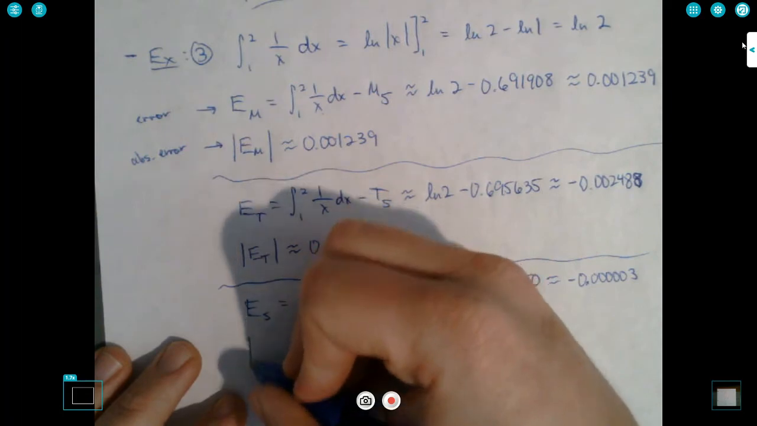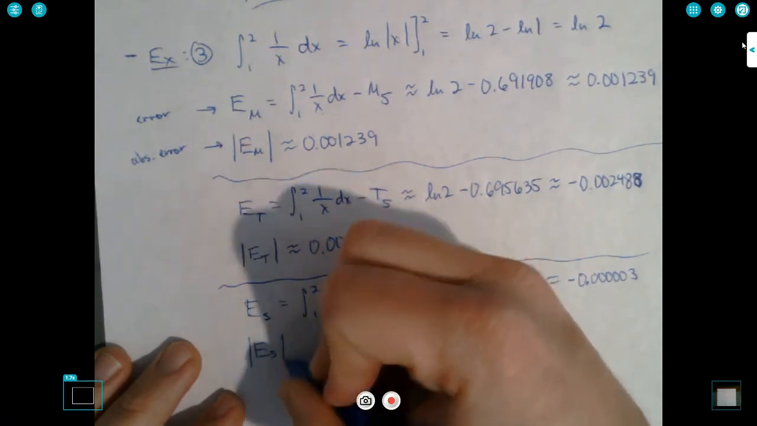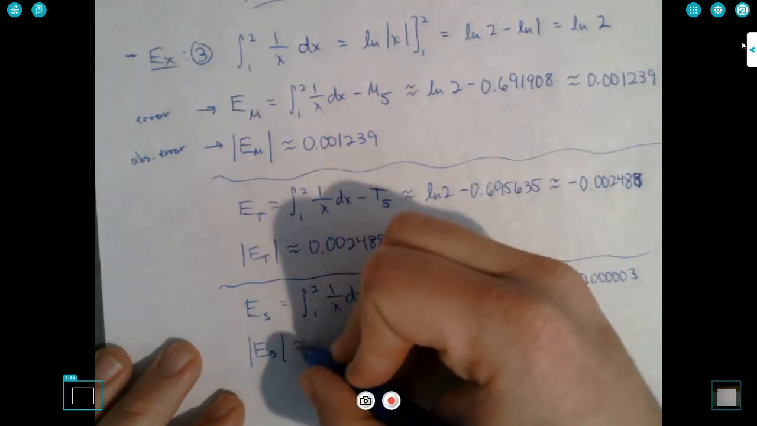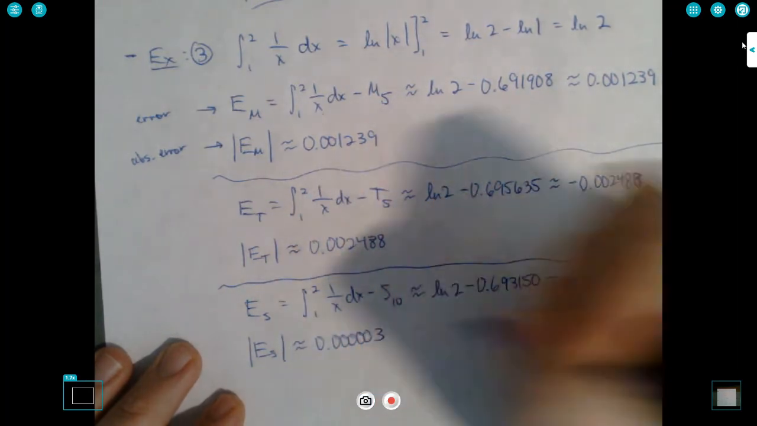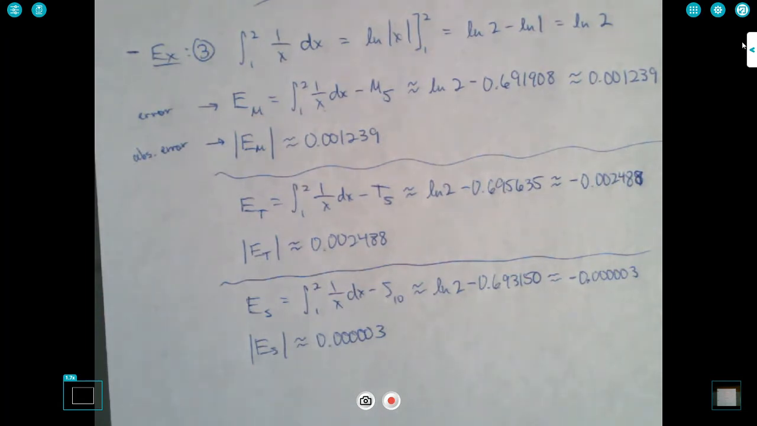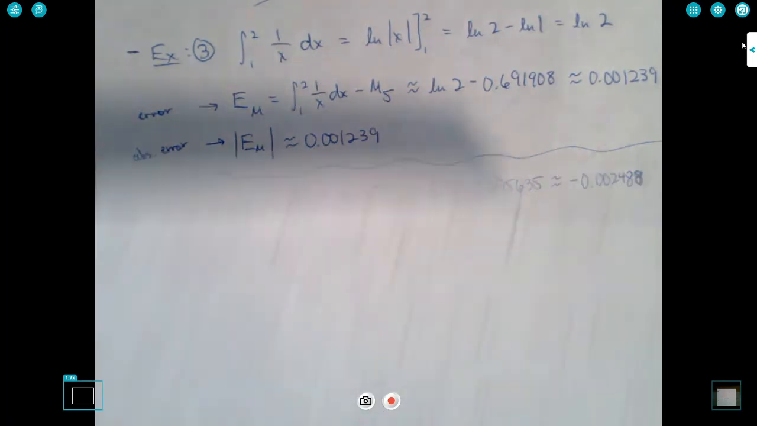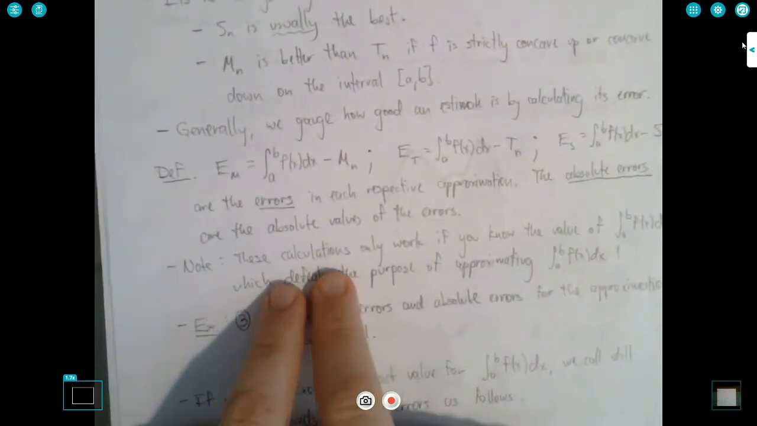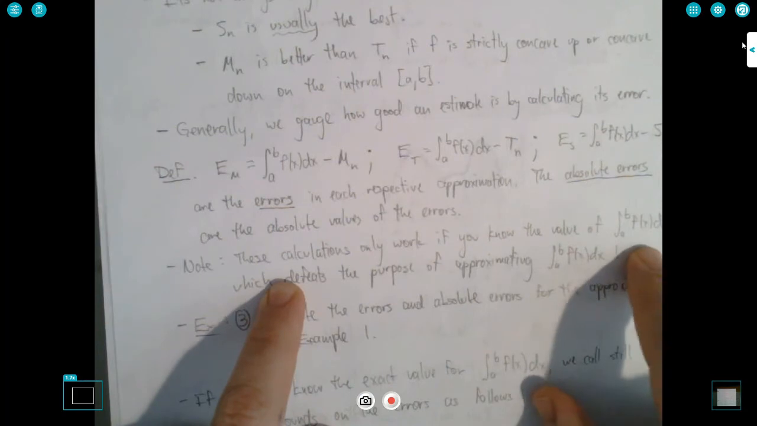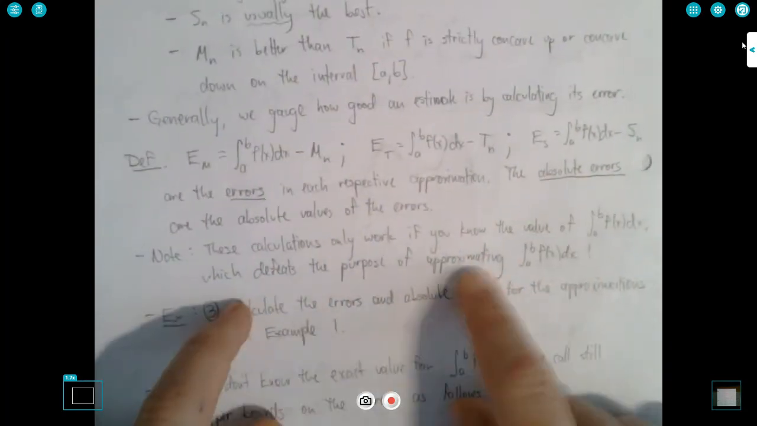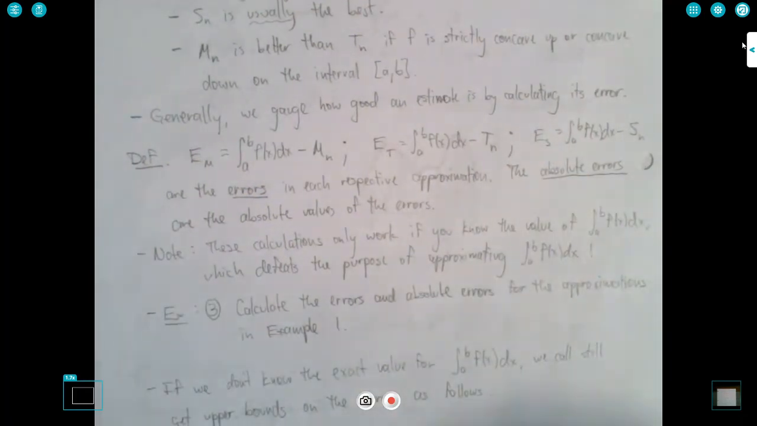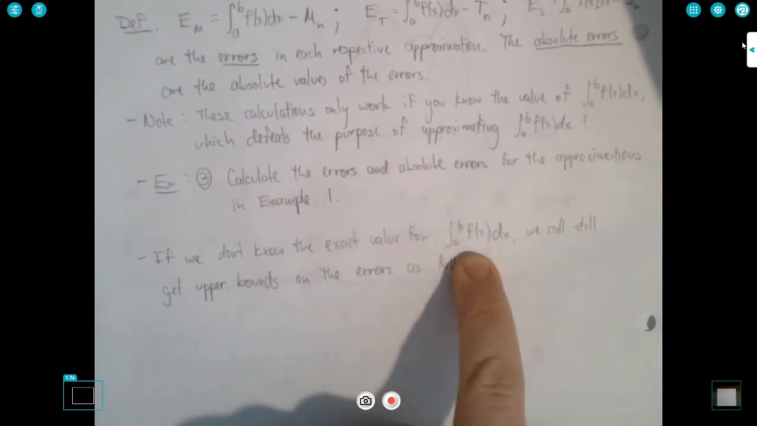Yeah, Simpson's rule gives us a very nice approximation, right? Anyway, the absolute error for Simpson's rule is about 0.123453. Okay. So that's how we compute errors and absolute errors. But once again, these calculations only work if you already know the exact value of this integral. And if you know the exact value of the integral, then why in the world are you bothering trying to approximate it, right? So what's more likely is that we don't know the exact value of this integral.